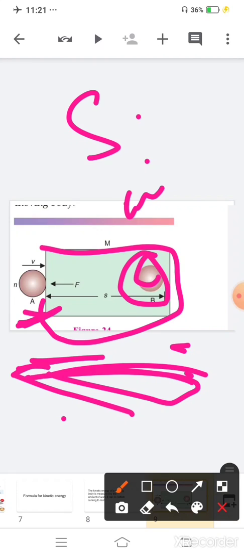Why does its final velocity become 0? Because that object comes to rest. I told you, if the final position is rest, in that case the final velocity will be 0. Clear?